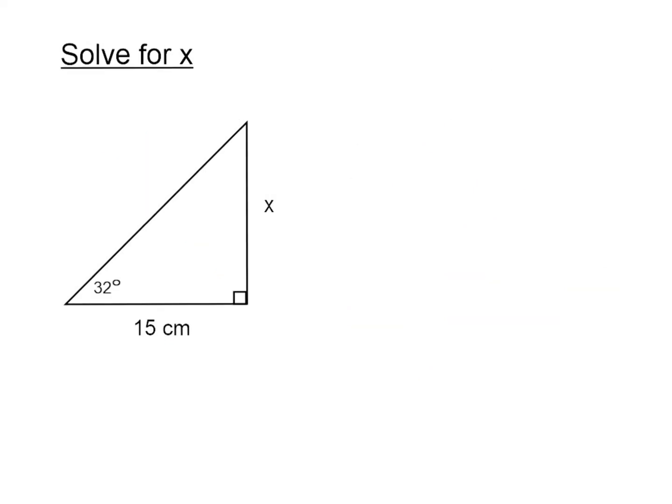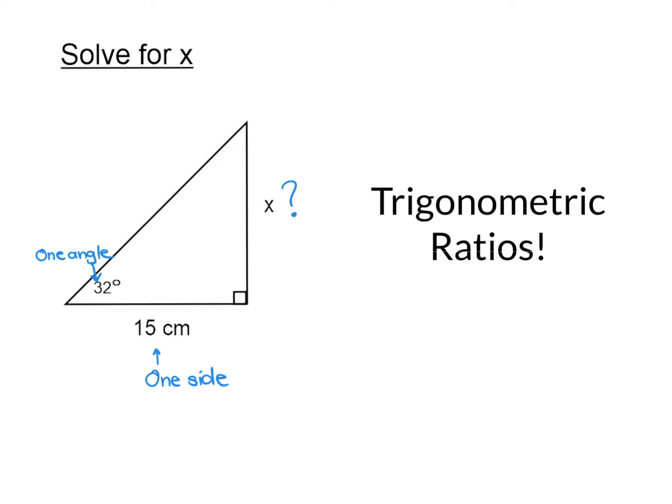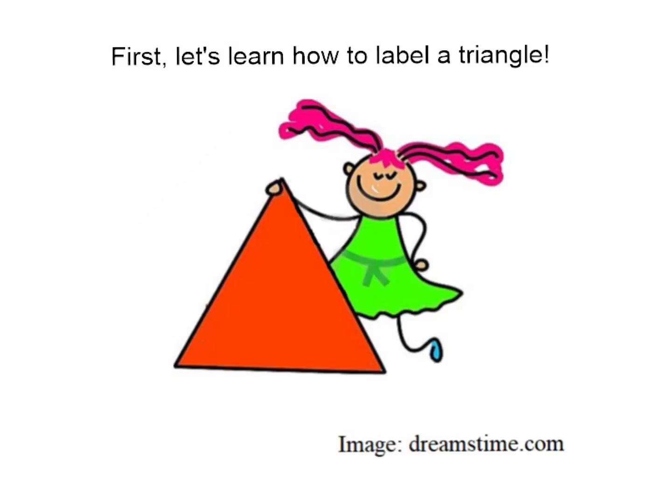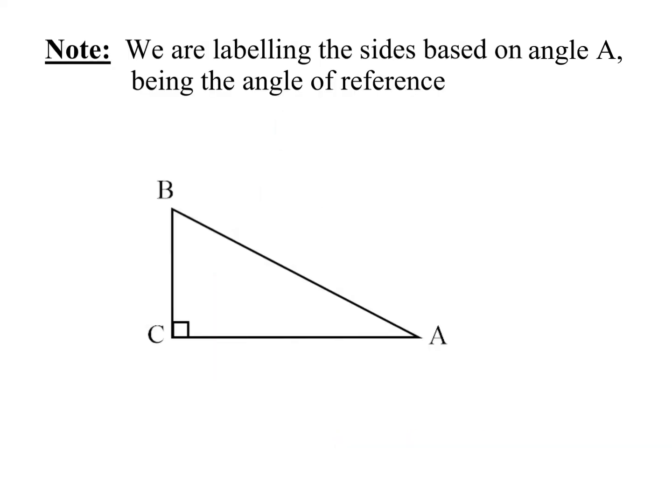Now suppose you're given a triangle where you're given one side and one angle. How would you go about finding the third side? Well, you cannot use the Pythagorean theorem in this case, so you're going to have to use something called trigonometric ratios. Before we get started with the actual ratios, let's learn how to label a triangle. We have a triangle here that we are going to label, and to do that, we're going to use something called the angle of reference.